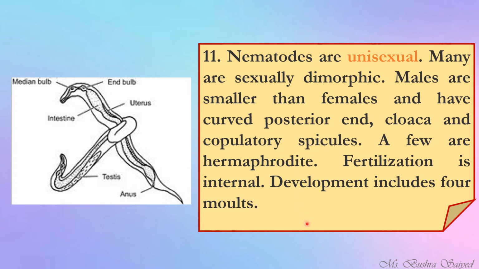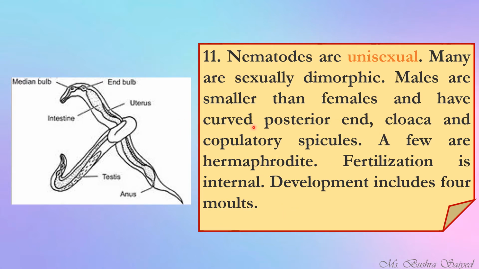When we talk about the reproductive system, the nematodes are unisexual. It means that the male and the female will be different. They are sexually dimorphic. This is a new term for you. It means that you will be clearly able to distinguish the male and female organism by just looking at them, because of their size, their structure and their body pattern. You can easily distinguish the male and the female among the nematodes. So that is sexual dimorphism.